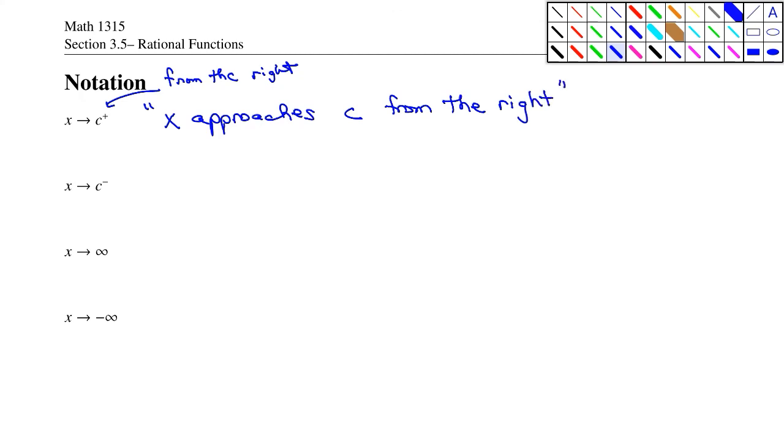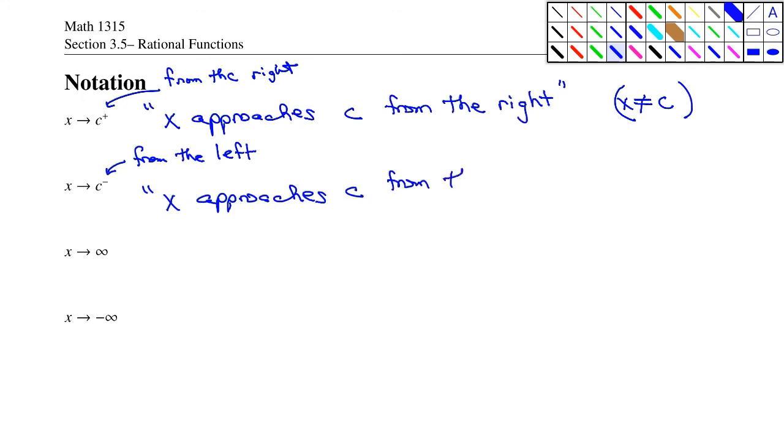Now, one thing to note is that this also implies that the x is not equal to c at that point. We just want to know the x's are going towards c, but they're starting on the right side of where x is equal to c. Similarly, if you have a superscript of a negative, that means from the left side. So we say from the left. And this is x approaches c from the left. And again, the x is not equal to c, but it is less than c and approaches c from the left side of c. And we'll see an example of all this in a second, so hold tight.